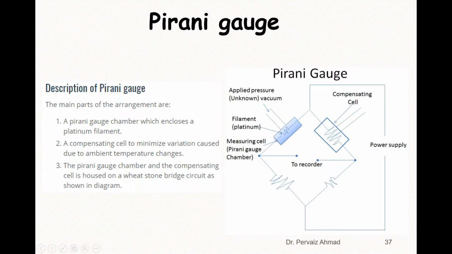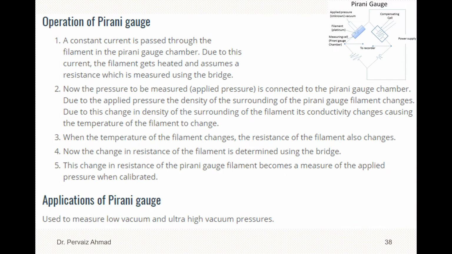So how do we understand the performance or the operation of the Pirani gauge? You already know about the different parts of the Pirani gauge. So now, how does the Pirani gauge operate? Let's discuss the operation of the Pirani gauge. We have a constant current passing through the filament and the Pirani gauge chamber.